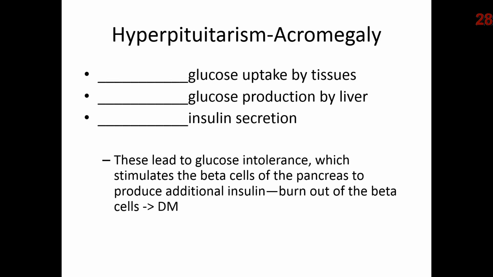And then you have increased insulin secretion trying to keep up and meet the needs. These three lead to what we call glucose intolerance. The beta cells in the pancreas are stimulated to produce additional insulin, and over time it causes them to burn out and they just quit working. So eventually insulin won't be secreted, and we won't be able to manage the blood sugar, and they'll end up with diabetes mellitus. So overall, you have a decreased uptake, an increased production, and increased insulin secretion. It's just that none of them are really communicating.